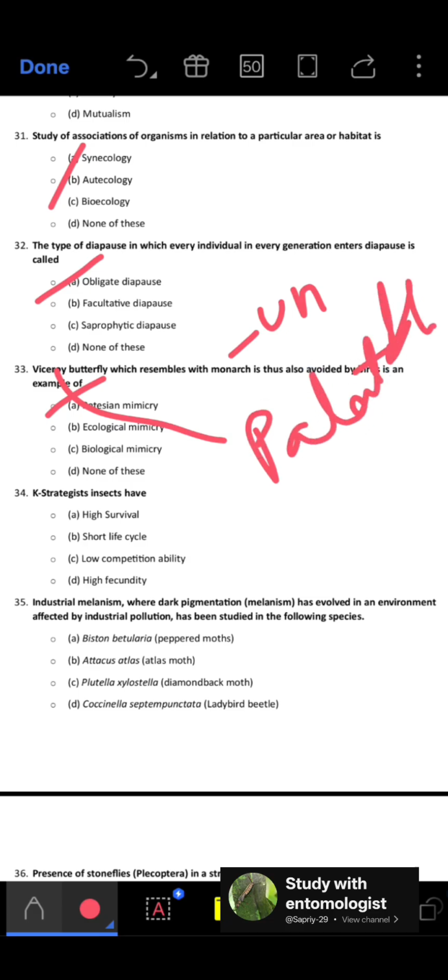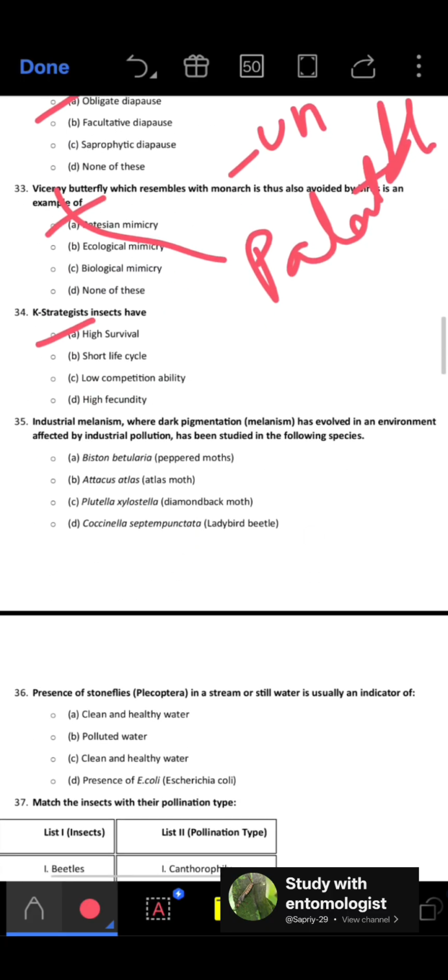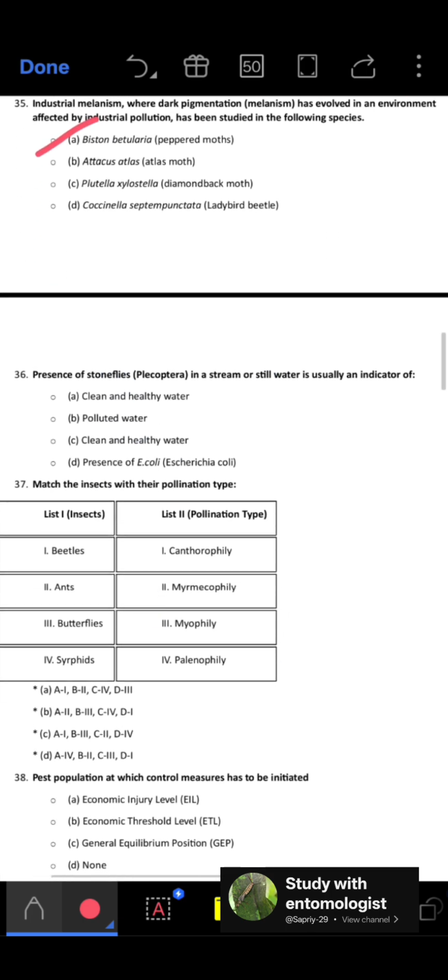Next is, K-strategist insects have low reproductive rate but high survival. So the answer will be A. Next is industrial melanism, where dark pigmentation, melanism, has evolved in an environment affected by industrial pollution, studied in which of the following? It is seen in the peppered moth, Biston betularia, studied by Kettlewell.